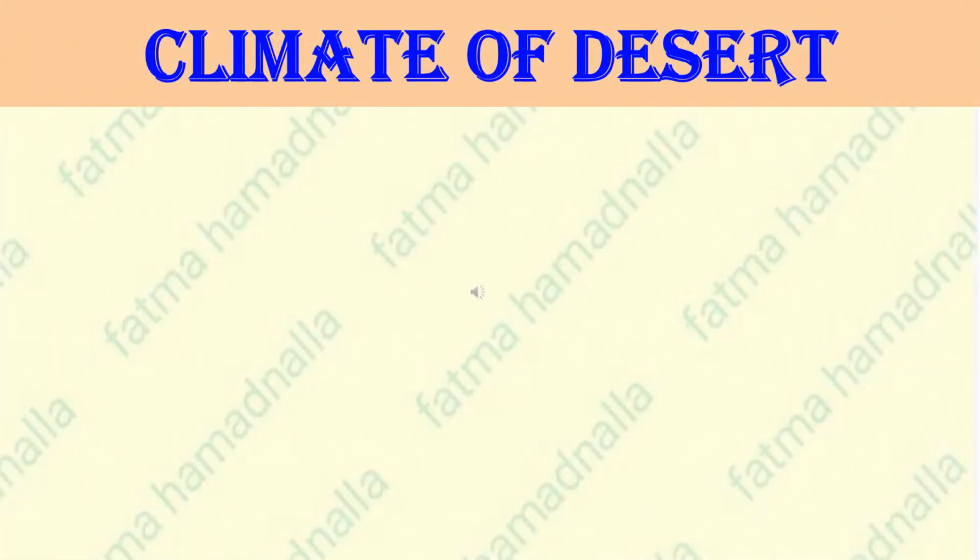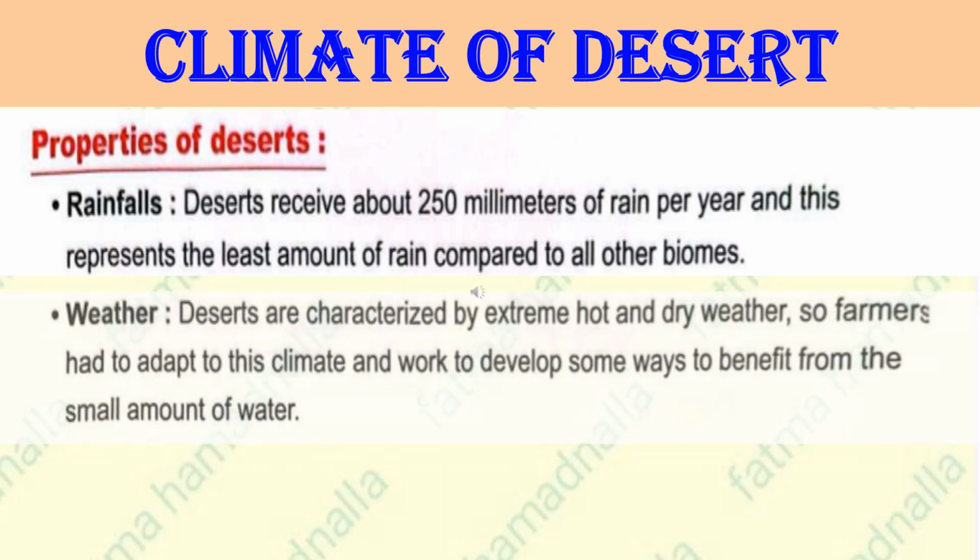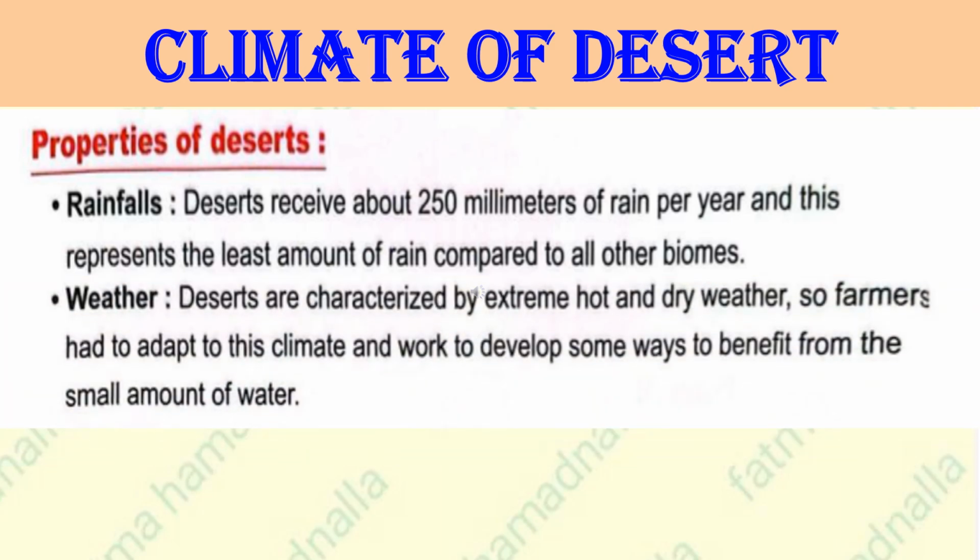Now, let's study some examples of weather. 1, climate of the desert. These are some properties of deserts. Rainfall. Deserts receive about 250 millimeters of rain per year, and this represents the least amount of rain compared to all other biomes. Weather. Deserts are characterized by extreme hot and dry weather, so farmers had to adapt to this climate and work to develop some ways to benefit from the small amount of water.